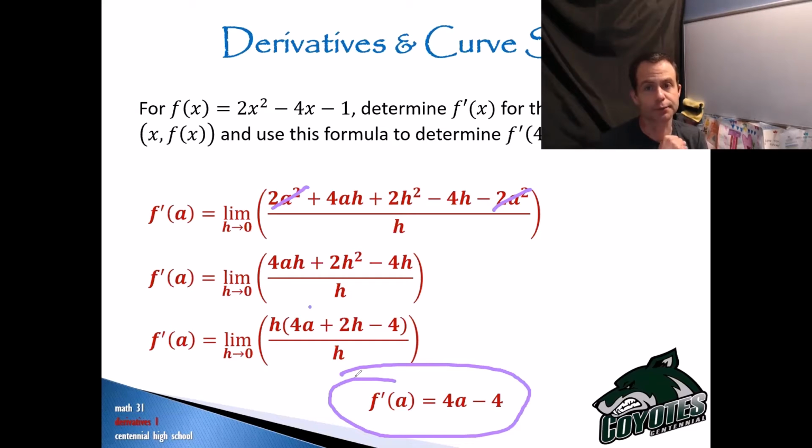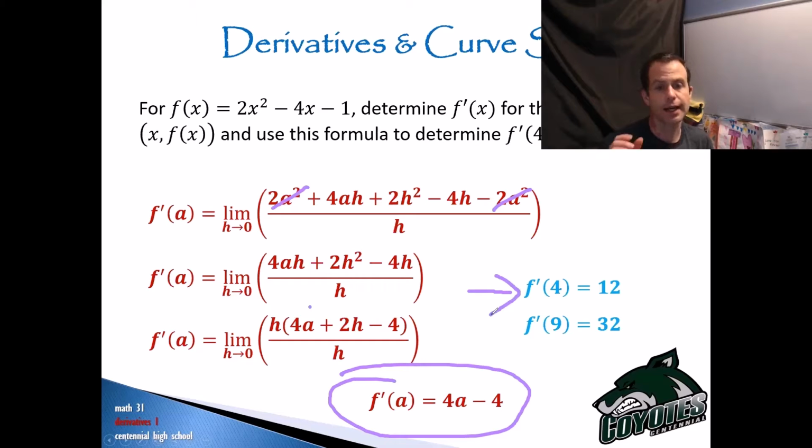So this represents the general equation for the derivative at any value for a, or any value for x for the original function. So now I'm going to plug in 4 and I'm going to plug in 9. Look what happens when I plug in 4. 4 times 4 is 16 minus 4 is 12, which is exactly what we got on the previous question. And then if I did 9, 4 times 9 minus 4, I get 32. So what we're saying is the slope of the tangent at x equals 4 is 12. The slope of the tangent line at x equals 9 is 32.